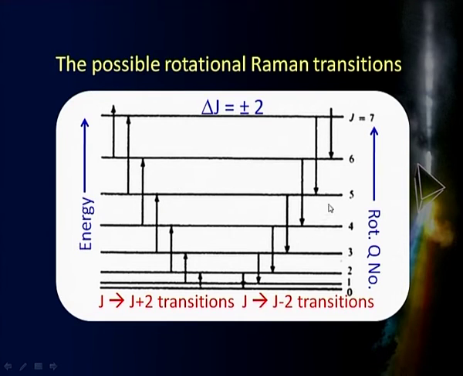On the other hand, the transitions which accompany a change in quantum number by minus 2, that is from J to J minus 2, that delta J is equal to minus 2. When that happens, the molecule to begin with is at a higher level, it is coming down to a lower level. So, the molecule is losing energy, giving it to the photon, the photon will be of higher energy, and this will lead to signals which have wave number greater than that of the incident radiation. So, that will give me the anti-Stokes lines. This will give me Stokes lines, this will give me anti-Stokes lines.